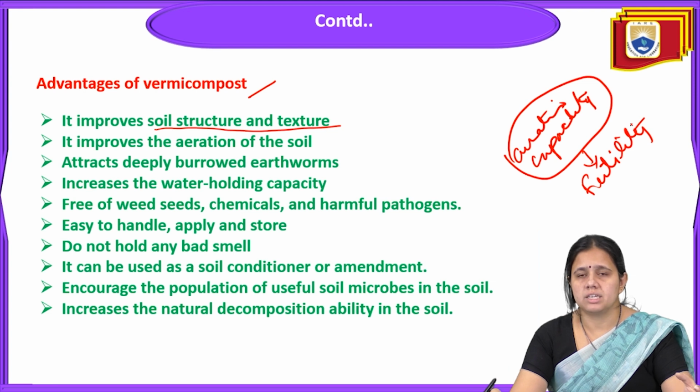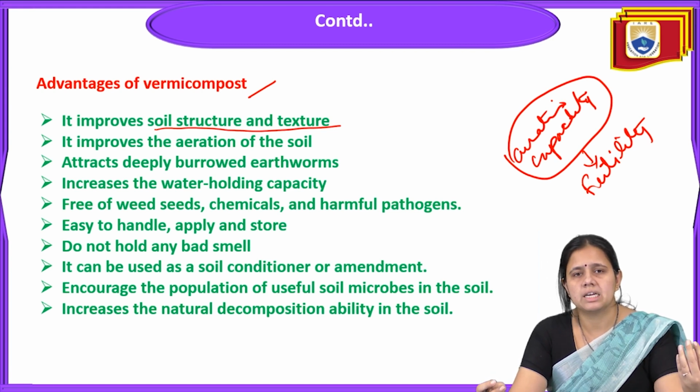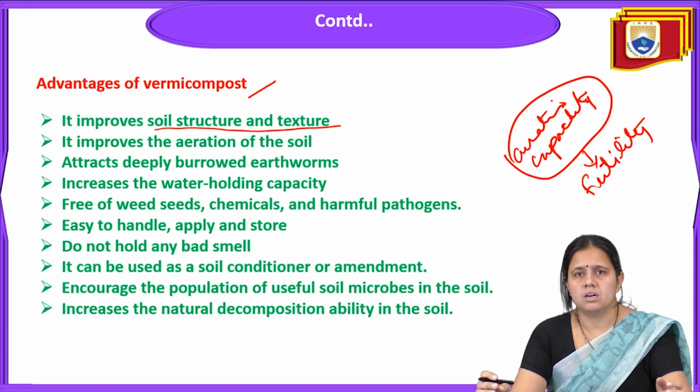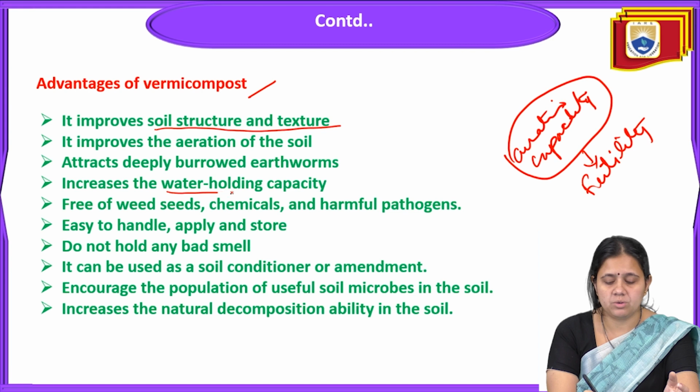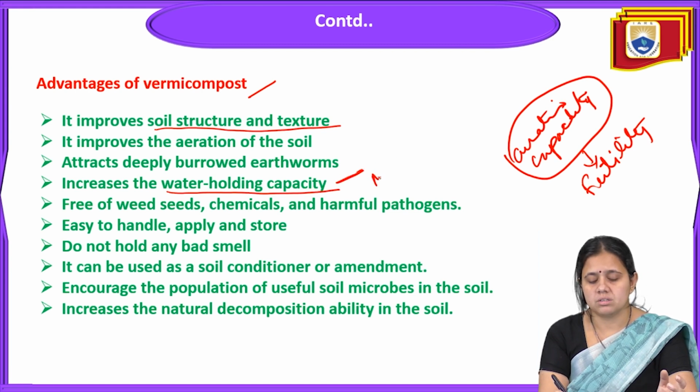Fertility of the soil is increased and it attracts deeply burrowing earthworms. Means which type of earthworm will be there? Because aeration will be there, the earthworms can enter deeply into the burrows of the soil, and it increases the water holding capacity. It is going to increase the water holding capacity of the manure or the organic compost.